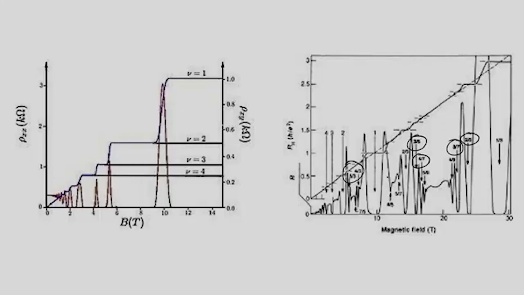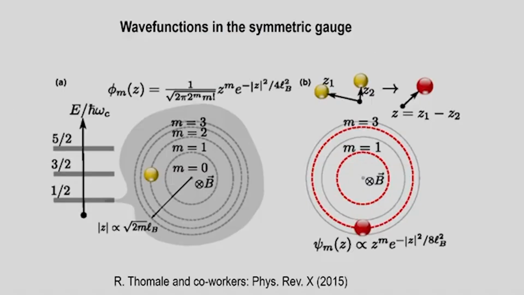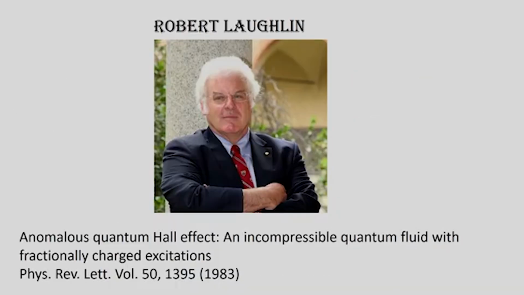Okay. And a lot of work has been done by this person called Robert Laughlin, and you can actually see the first paper, which was published in 1983 in Physical Review Letters. It says anomalous quantum Hall effect and incompressible quantum fluid with fractionally charged excitations.